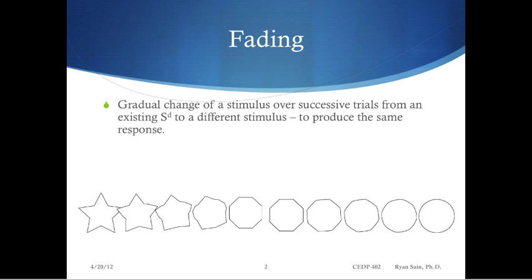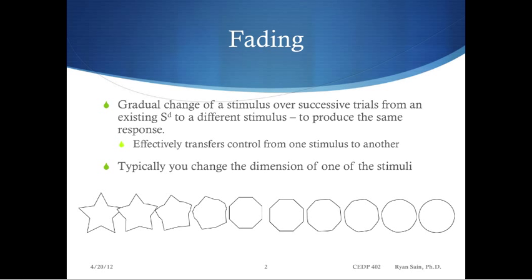So one of the procedures we could use is fading to address that particular thing. Okay? Ultimately, what we're talking about is transferring the control. We have one discriminative stimulus that has stimulus control over behavior. Now we're going to transfer that stimulus control from the original SD to a new one. Typically speaking, we're going to focus on one dimension of the stimulus: shape, color, size, pattern, and so on, right? And we're going to slowly change that dimension.